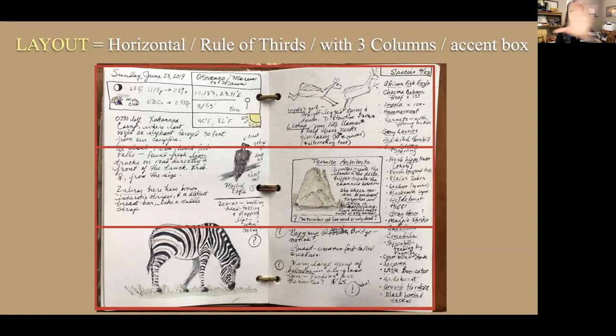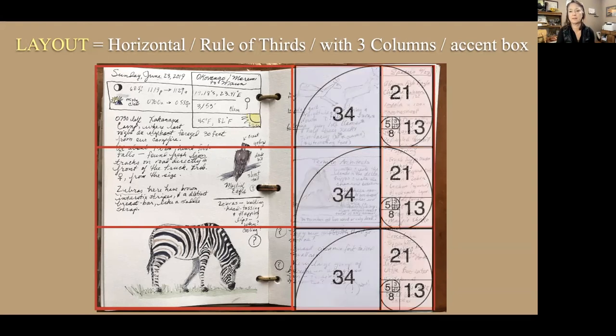As I mentioned before, it's kind of in thirds horizontally, but also look at that right-hand page. That is the rule of 5/8 right there. The columns are not even. The right-hand column is that 1 and 1.618 on the left. Look at that. It fits right in. So that's why the layout works.